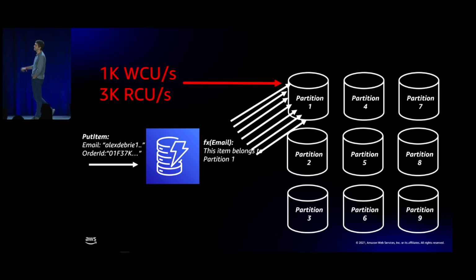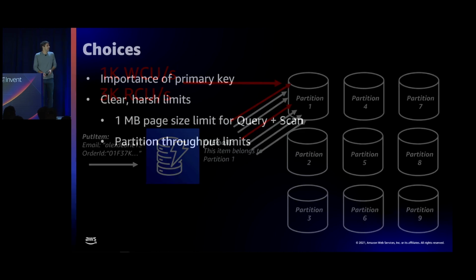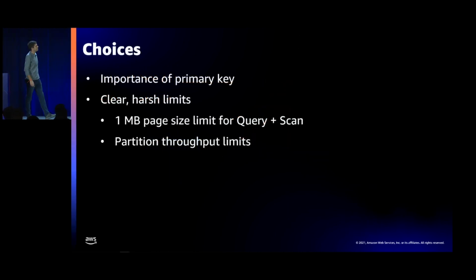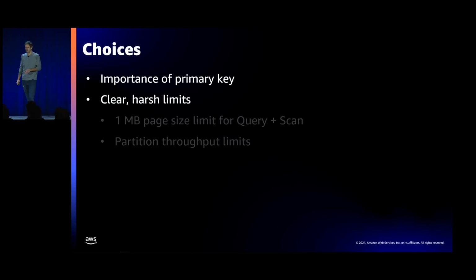But if you exceed that on an individual partition, it's going to throw some of those requests back at you and say, hey, you're exceeding your partition throughput limits for this particular partition. Wait a second and try again, and throttle that back. And what this does is, again, it prevents you from taking down your database as a whole. It protects the overall at the expense of a few requests. So that's the second choice they made, these clear harsh limits for you in Dynamo.